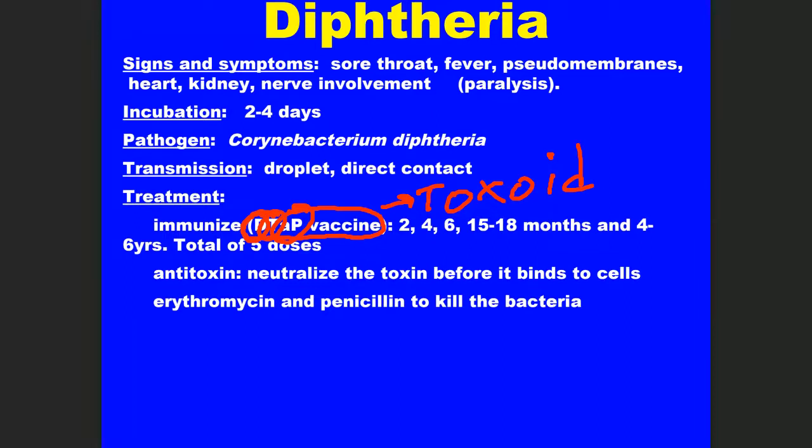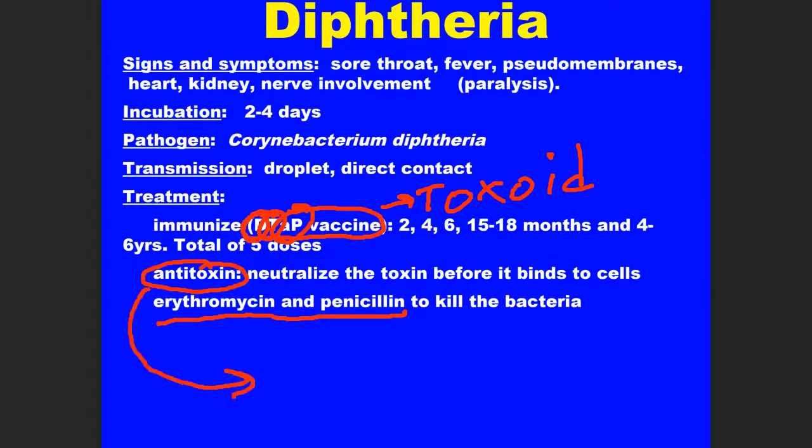Now, let's say that a person was not vaccinated against this disease for whatever reason. We don't need to get into that. And they contracted diphtheria. Well, how do you help them? Well, you can give antibiotics to kill the bacteria, like erythromycin or penicillin. But if that was all you did, the person would still have diphtheria. You also have to give an antitoxin.